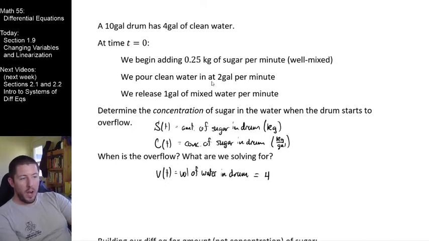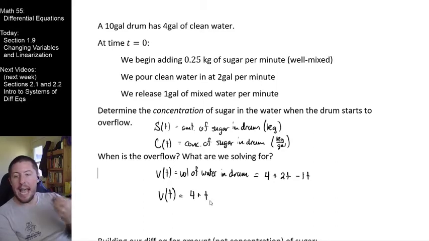So the point is, we're pouring in 2 gallons per minute. So our volume is getting bigger by 2 every unit of time, every minute. But we're also losing 1 gallon every minute, so minus 1 T. So it looks like our V of T equation, the volume of water in the tank at any given time, is really the initial 4 plus every minute we're net gaining 1 gallon in the tank because 2 go in, 1 goes out, right? What we're interested in is when is this equal to 10? And it looks like time 6, after 6 minutes, is when the overflow starts.